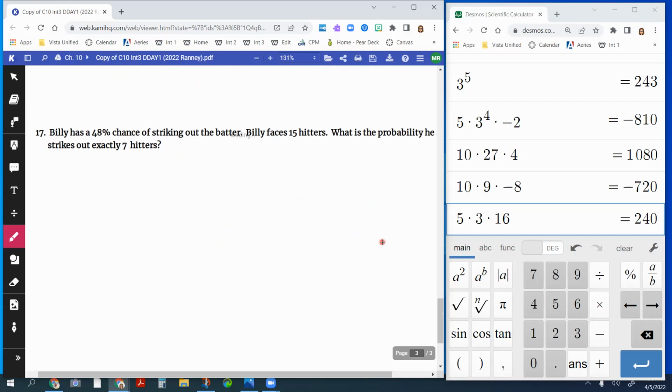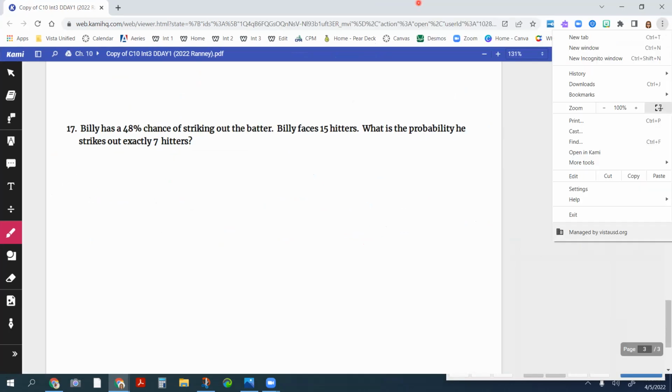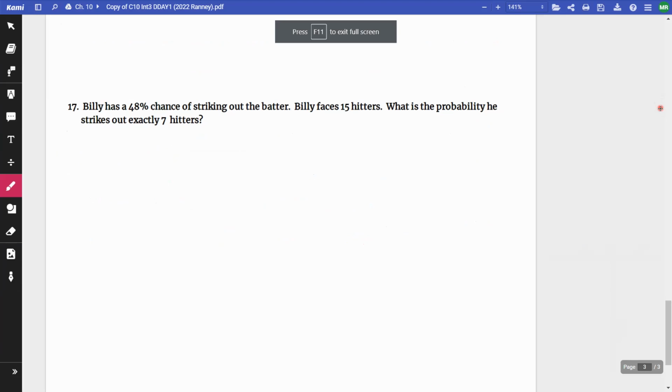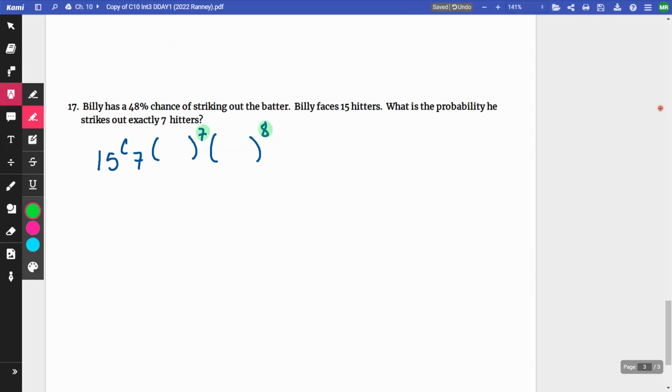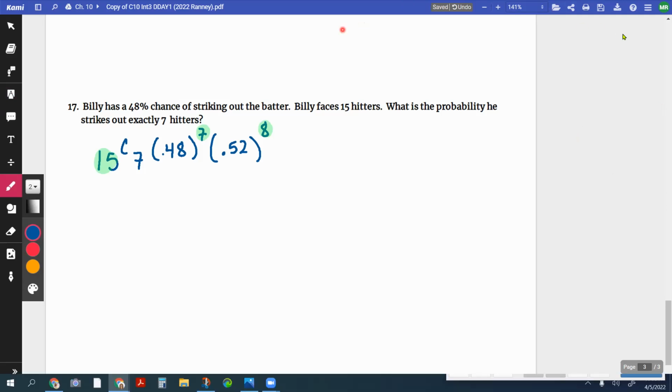Okay, so this next problem: Billy has a 48% chance of striking out the batter. Billy faces 15 hitters. What is the probability he strikes out exactly 7 out of 15? So I'm going to be doing 15 choose 7 times something to the 7th times something to the 8th, because 7 plus 8 give us the 15. Now, the chance of him striking somebody out is 0.48, which means the chance of him not striking somebody out is 0.52. And then we're going to put this into our calculator.